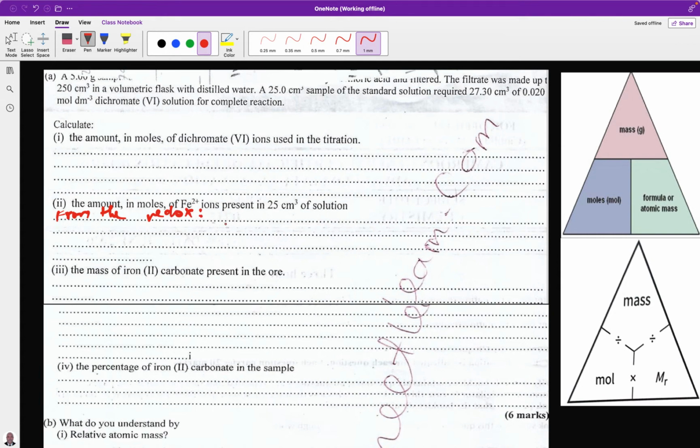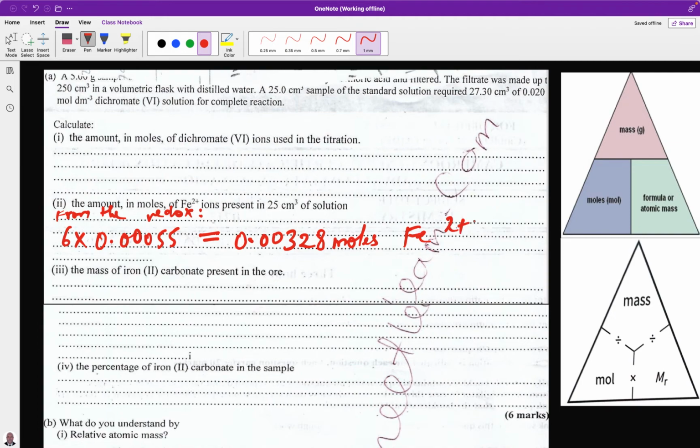From the redox equation, moles of iron 2 in 25 cm cube, we will have 6 times 0.00055, and the number of moles we will have will be 0.00328 moles of iron 2.